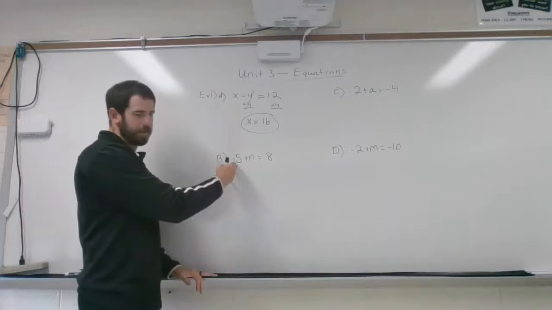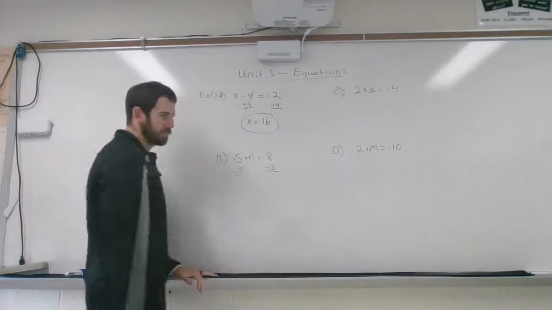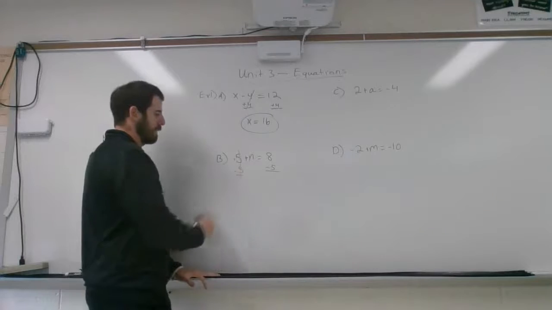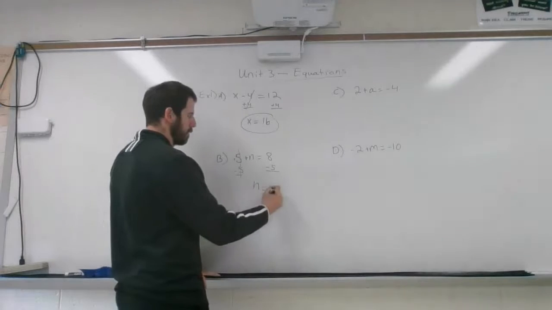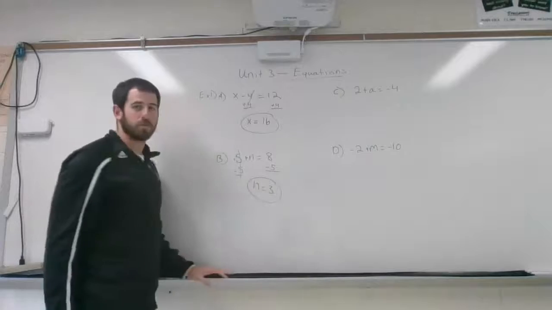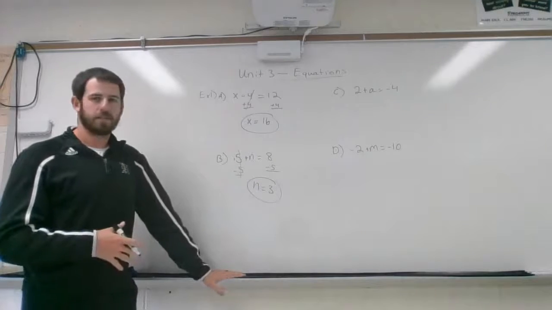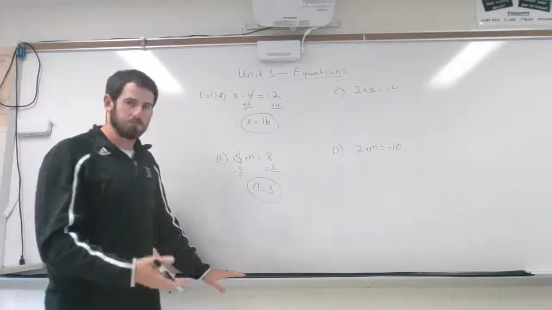So since we're adding the 5, we need to subtract it from both sides. On the left, again, it will equal 0, so we can just cross things out. And then we get n equals 3. And that is my answer for B. Okay, go ahead and pause it. Try C and D on your own, and then we're going to go over it. So here we go.